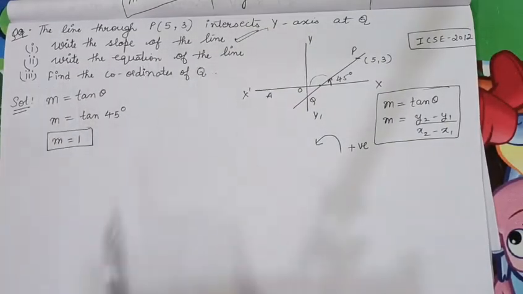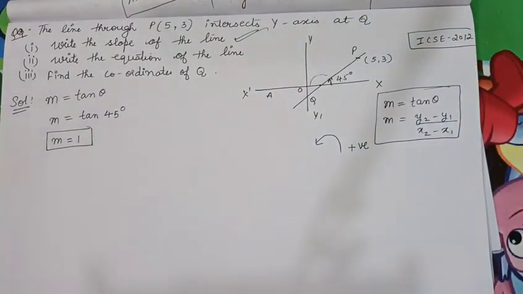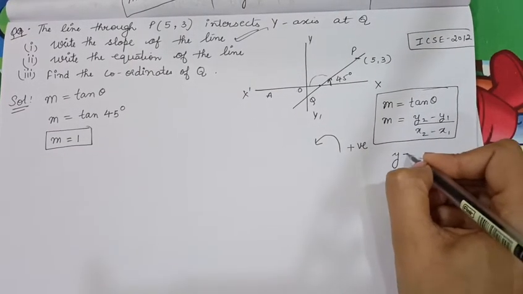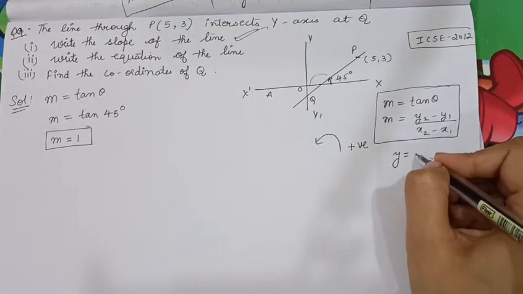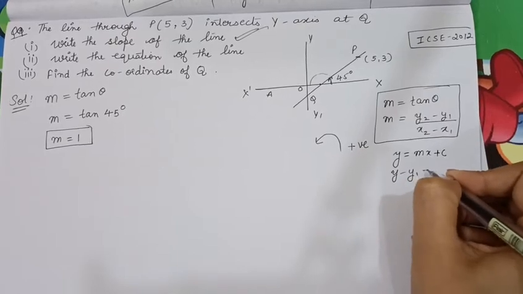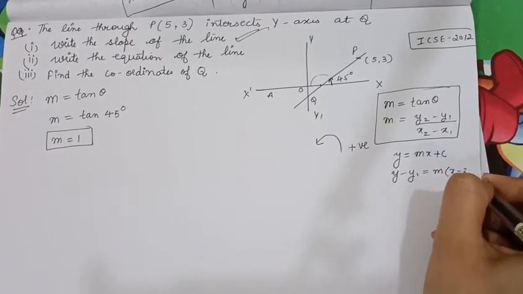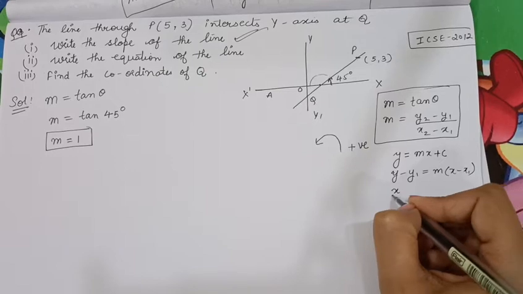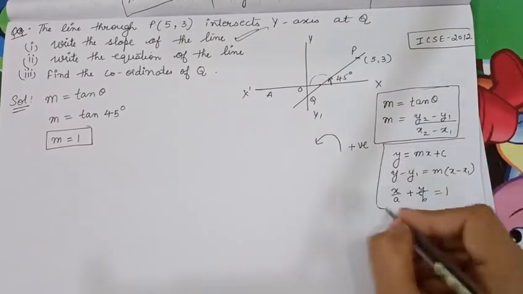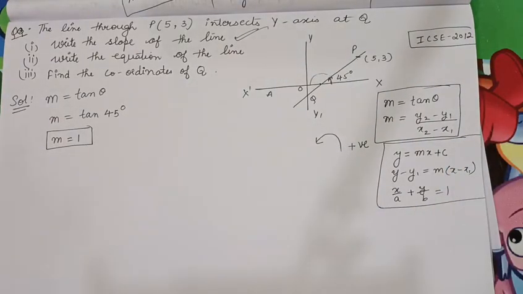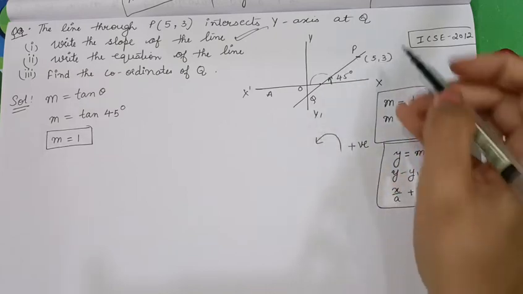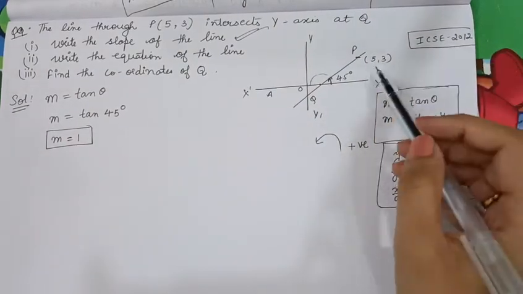Second one, we have to write the equation of the line. For the equation we know three forms. I'll just rewrite the forms. y equals mx plus c. y minus y1 equals m into (x minus x1). Third one is x upon a plus y upon b equals 1. You have to recognize which form you can use, because of the coordinates. On this line, one of the coordinates we know is 5, 3.